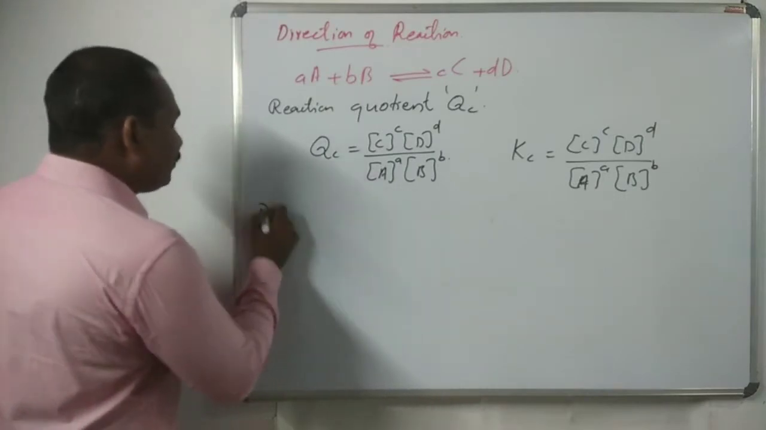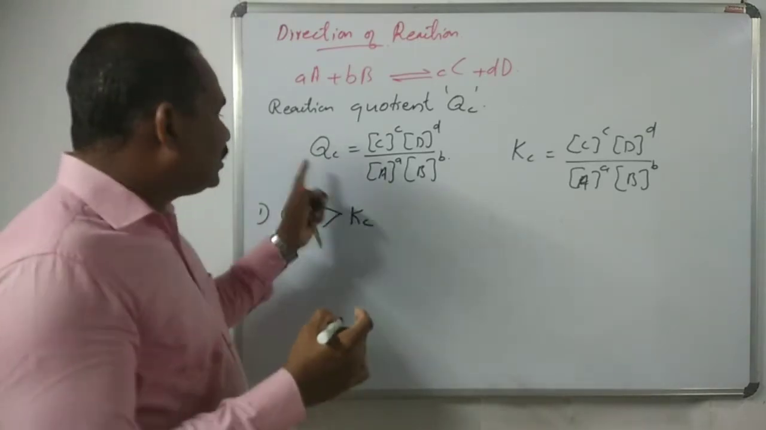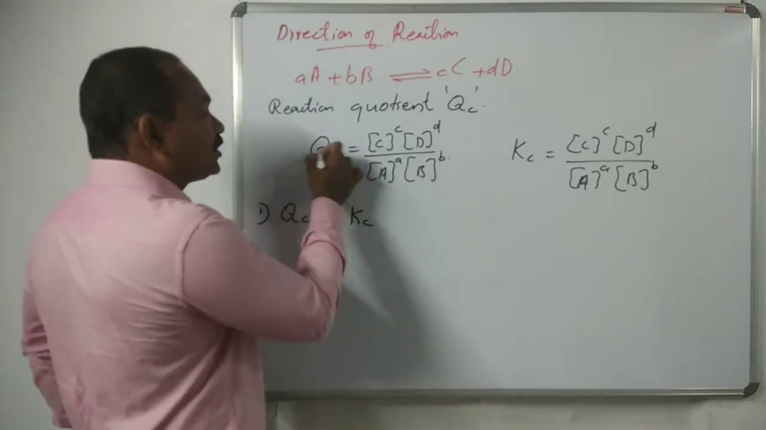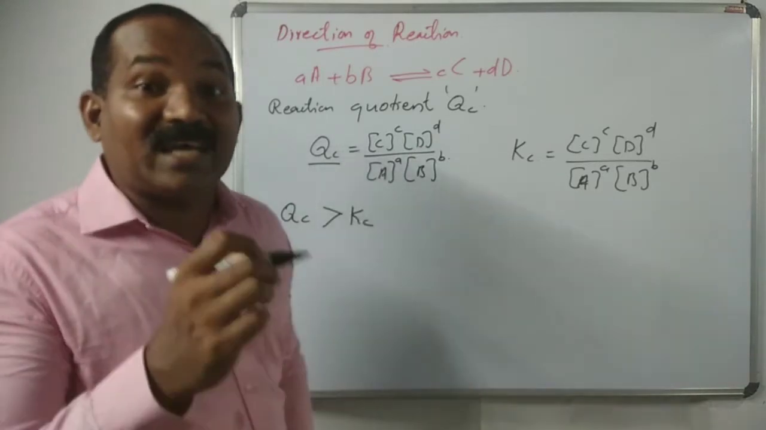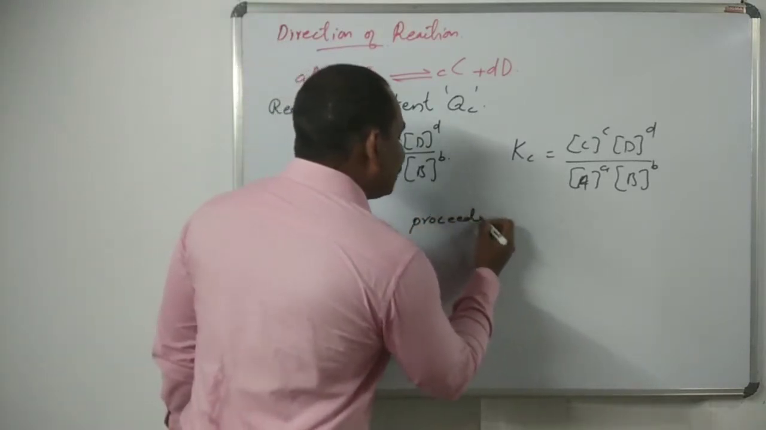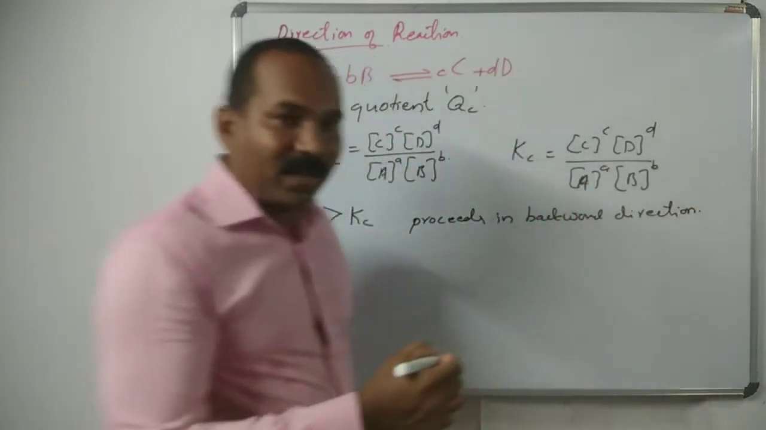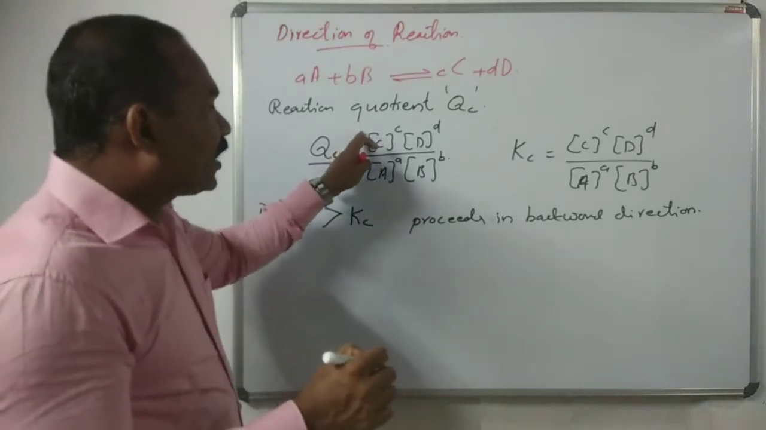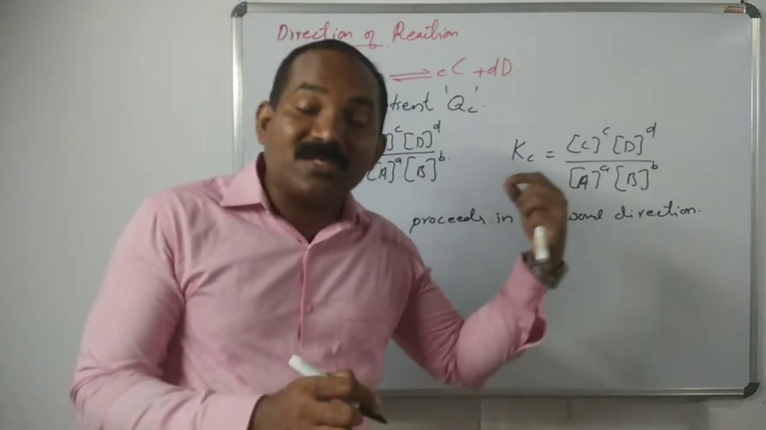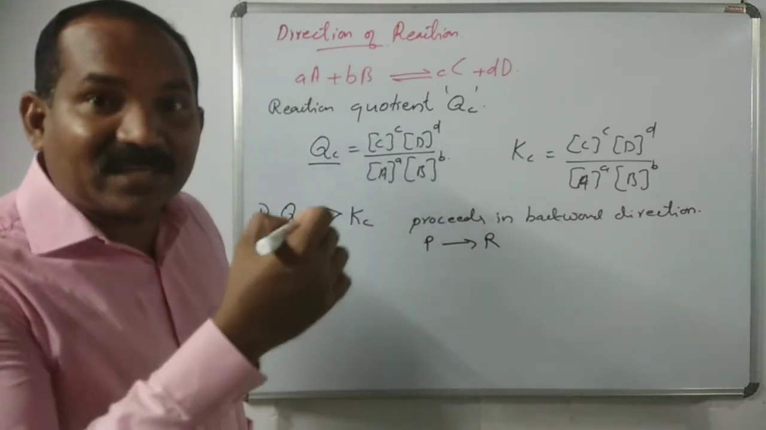The very first condition: Qc is greater than Kc. Can you predict the direction of the reaction? If the Qc value is greater, what does it mean? The concentration of products is more than the concentration of reactants, and the reaction proceeds in the backward direction. Why? If Qc is greater, that means products are more than reactants, so the equilibrium is shifted to the backward direction. That means products give reactants. Products are converted into reactants.